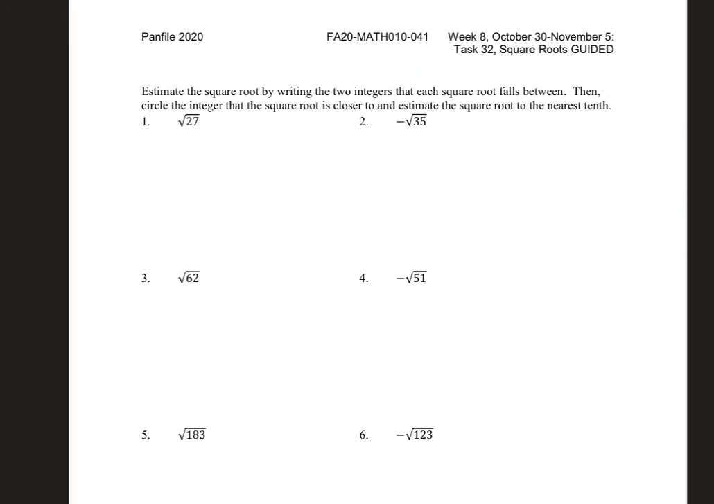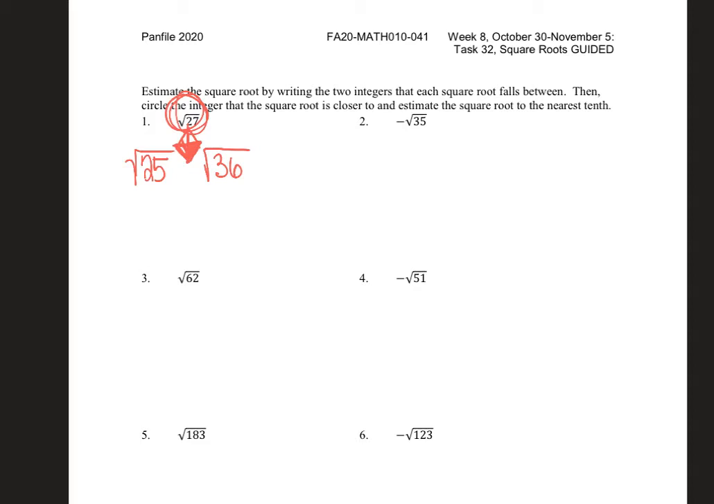So basically it asks us to estimate the square root by writing the two integers that the square root falls between, and then circle the integer that the square root is closer to and estimate it to the nearest tenth. So we know that we have a couple things going here. If you look at the square root of 27, if we try to do the same method we did before, it's not going to work. I know that this is really between the square root of 25 and the square root of 36. That's my low and my high. This number has to fall somewhere in between these, okay?